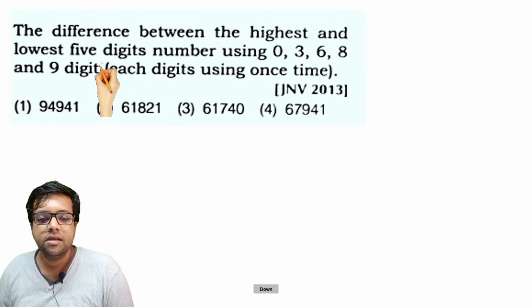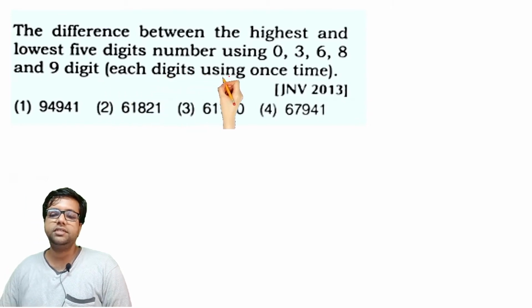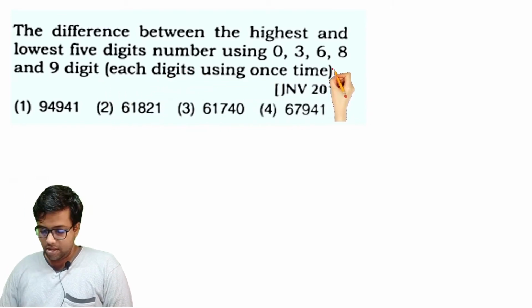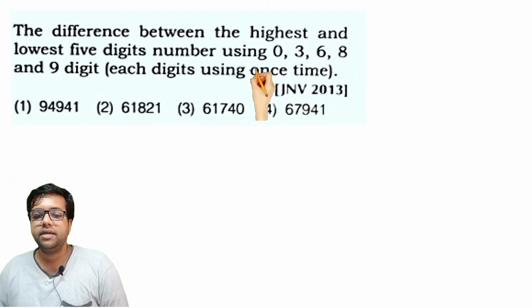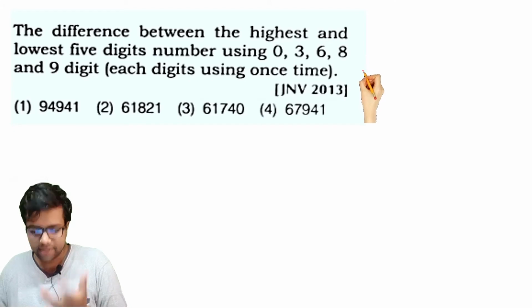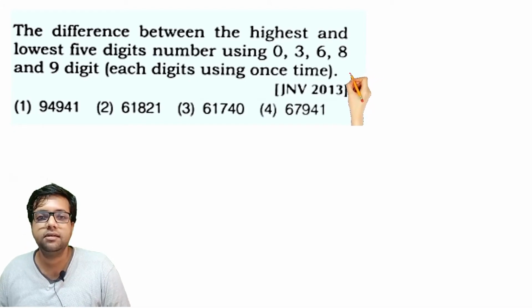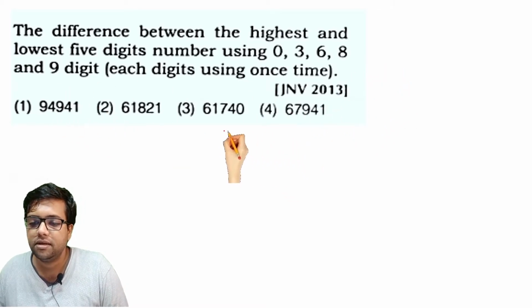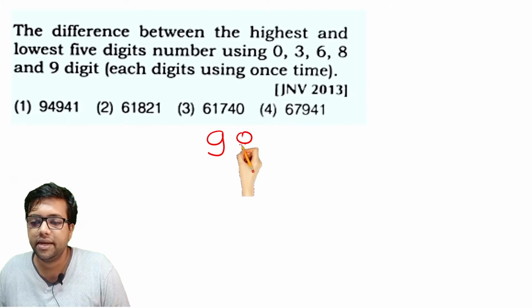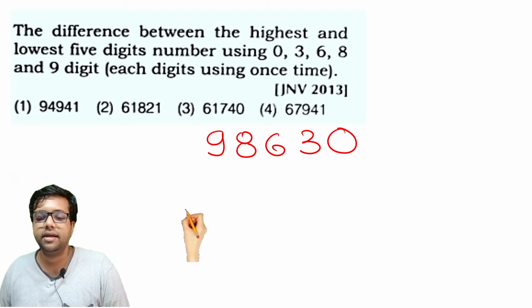Very easy. What is the difference between the highest and lowest 5-digit numbers using the digits 0, 3, 6, 8 and 9, each digit used once only? There should not be any repetition. For creating the highest value out of given digits, you need to write the digits in descending order. So the highest number would be 9, 8, 6, 3, 0.